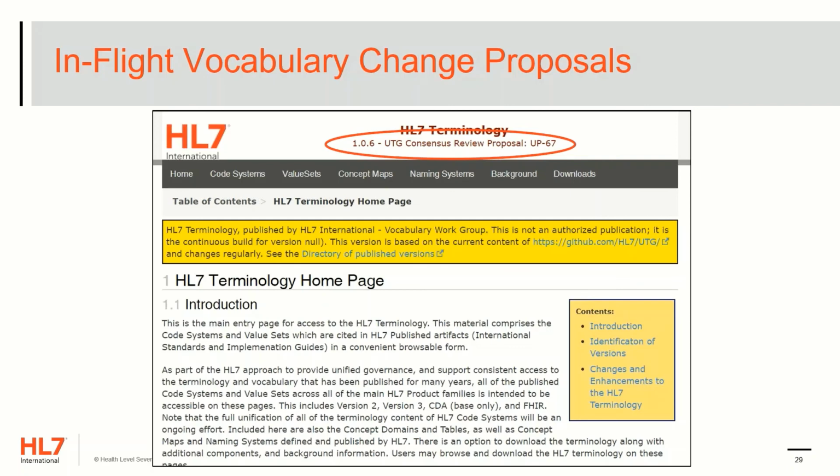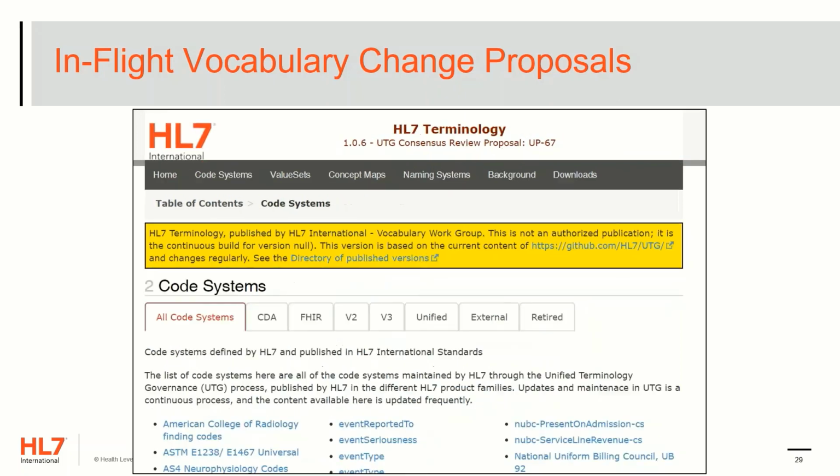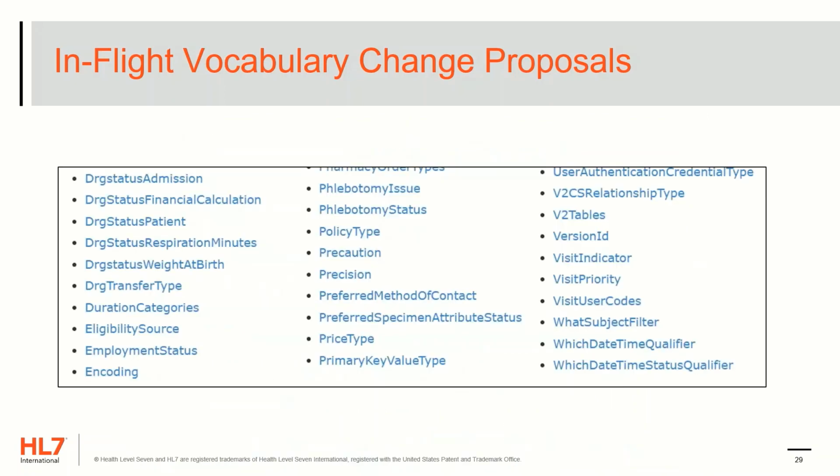In this case, we can use the information provided in the ticket to help locate it. The Change Objects field in the ticket indicated that we need to find the V2 tables code system. So we'll start by selecting the Code Systems tab, and then the V2 tab to filter on only V2 content. Lastly, we can select the V2 tables code system.